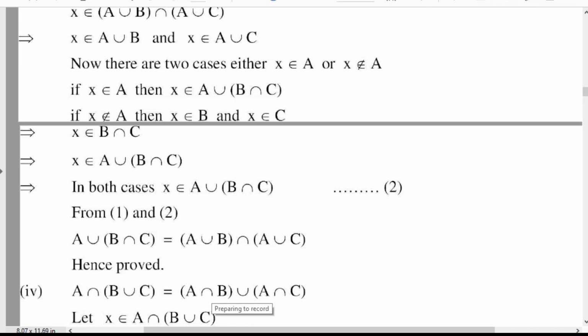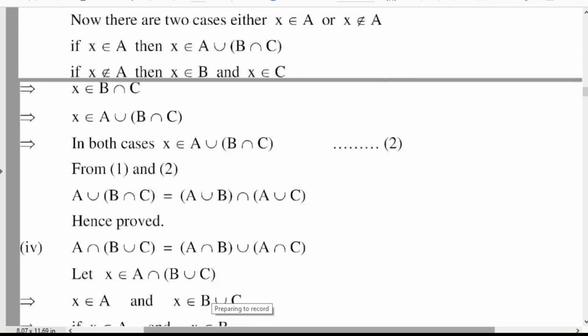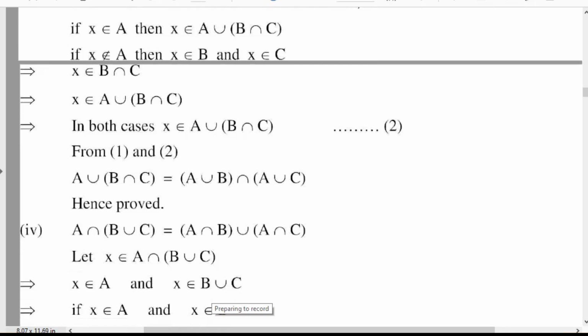Next, part number 4, that is A ∩ (B ∪ C) is equal to (A ∩ B) ∪ (A ∩ C), which is the distributive property of intersection over union. So let's suppose x belongs to A ∩ (B ∪ C), that is the left hand side. So x belongs to A and x belongs to B ∪ C.